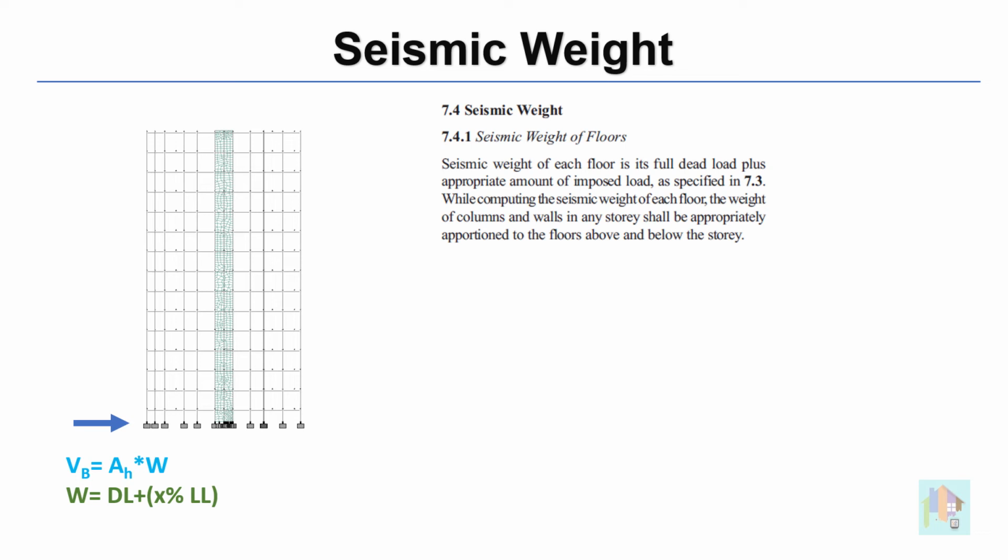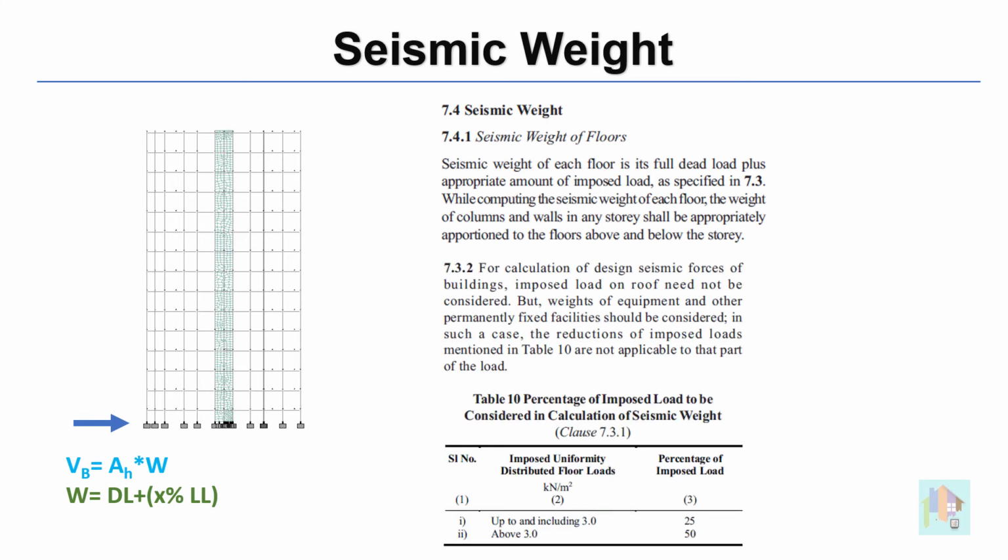First one is the total seismic weight of the structure. This is calculated using total dead load plus a percentage of the live load. This live load percentage depends on the load intensity and it is provided under table 10. For normal condition, load intensity varies from 1 to 3 kN per meter square. Hence, we need to consider 25% of total live load for seismic weight calculation.